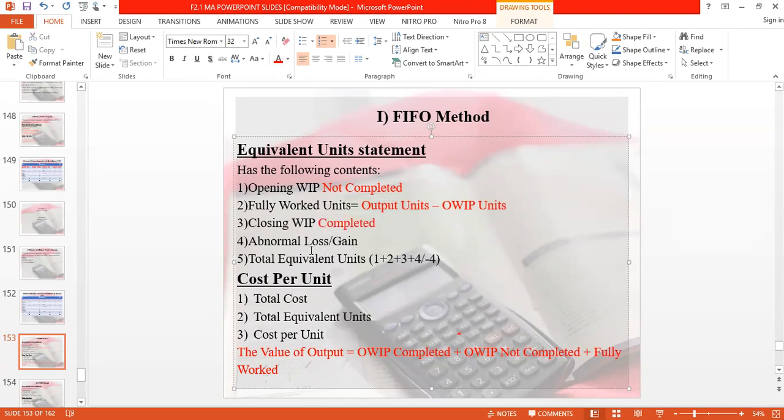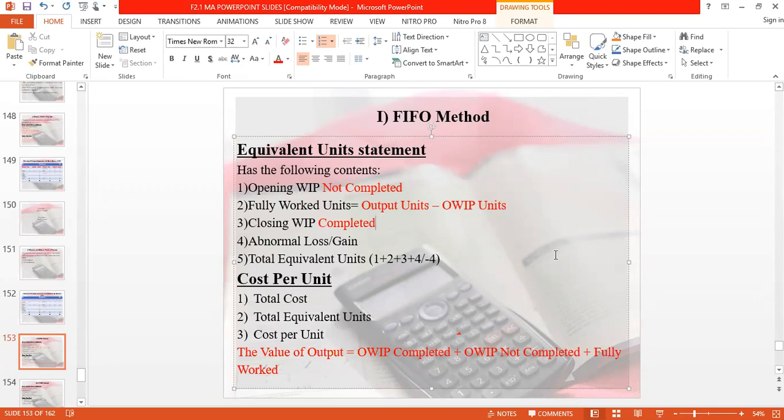Abnormal loss, you add if it is a loss. If it is a gain, you less. I've explained it there. To give you the total equivalent units. So that is the equivalent unit statement using the first in, first out method, FIFO.